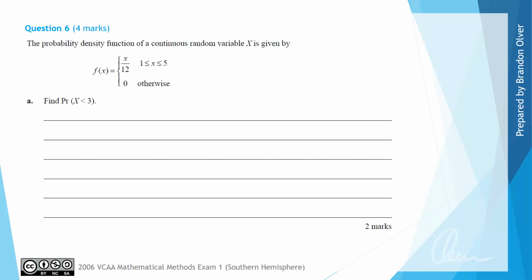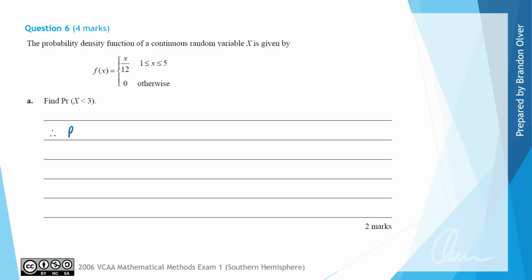The probability density function of a continuous random variable x is given by f of x equals x over 12 between 1 and 5 included and 0 otherwise. For part A, we're asked to find the probability that x is less than 3.